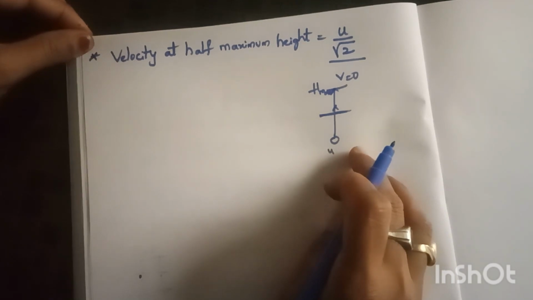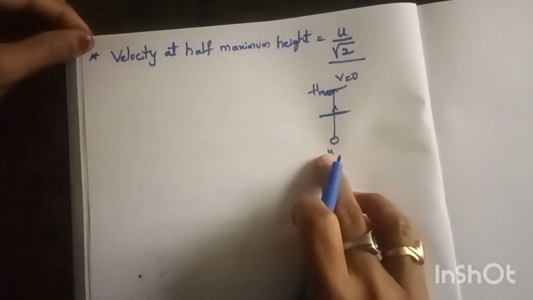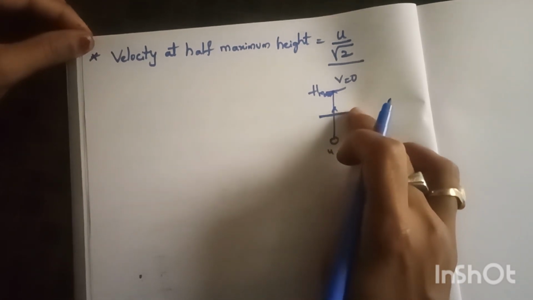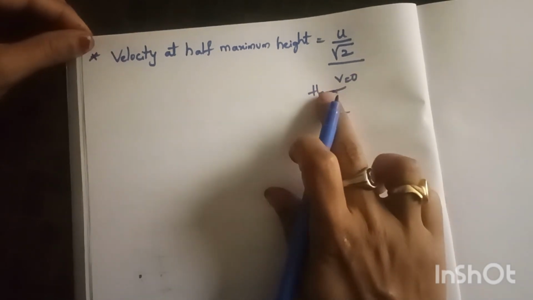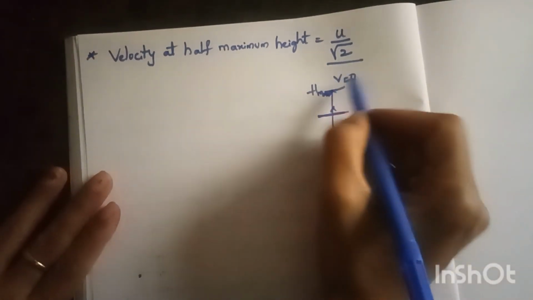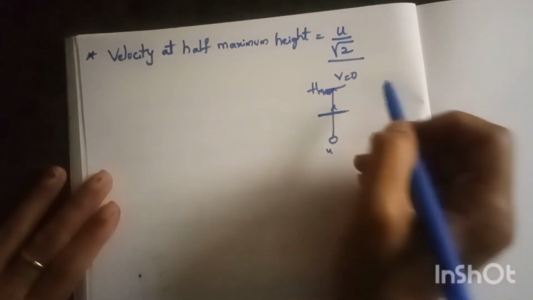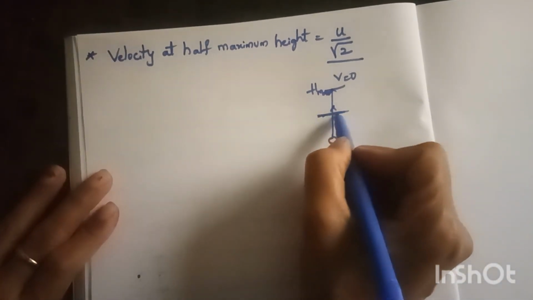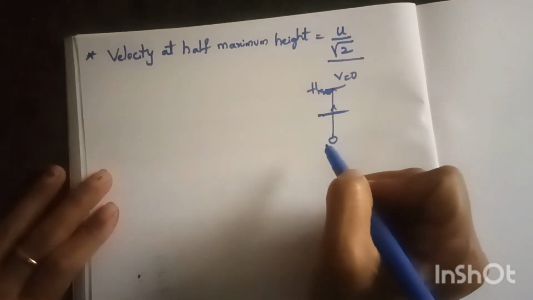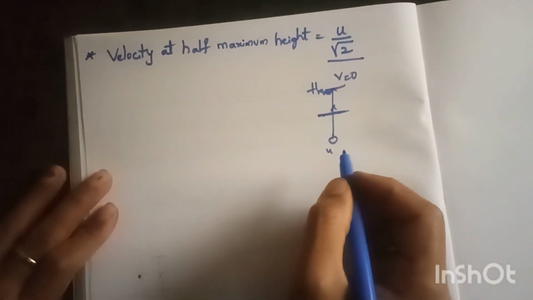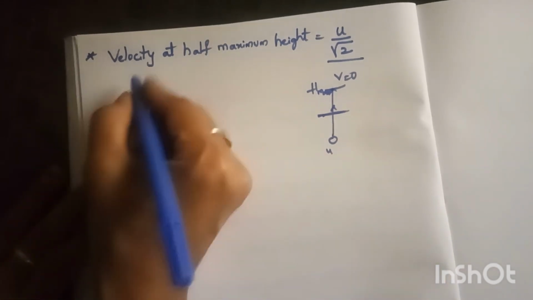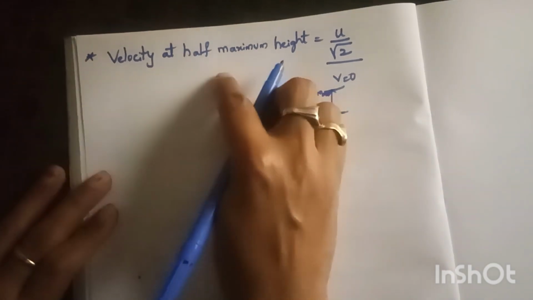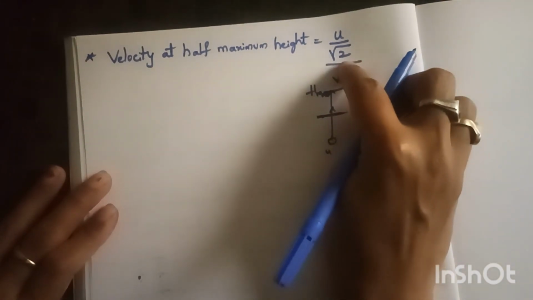Because when an object is projected vertically upward with initial velocity u, as the object moves in its upward journey with u velocity, meaning decreasing velocity, at maximum height v will become 0. What they said is that the velocity at half maximum height. We know that the distance traveled by the object is considered as height traveled by the object. So we are going to prove that velocity at half maximum height is u by root 2.